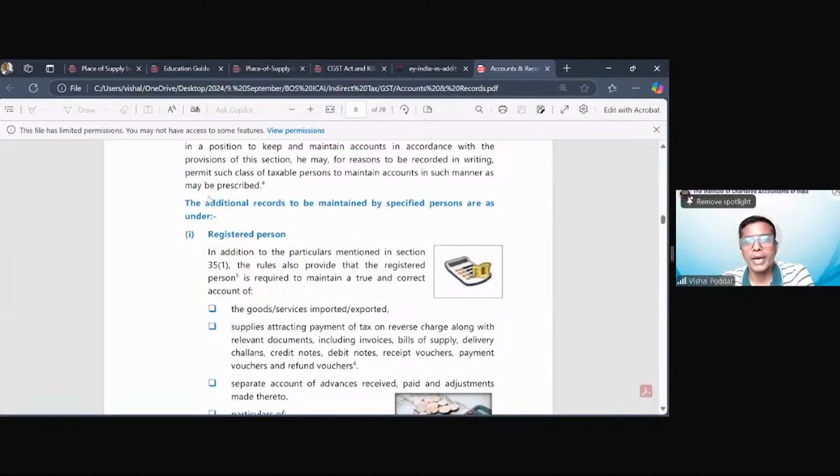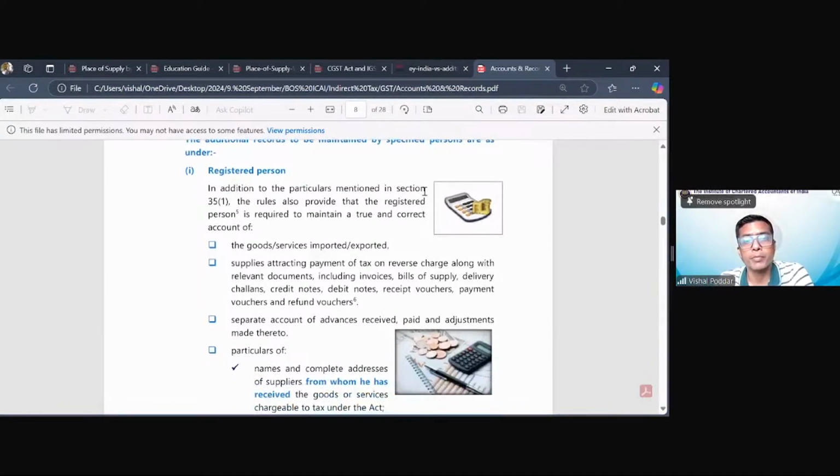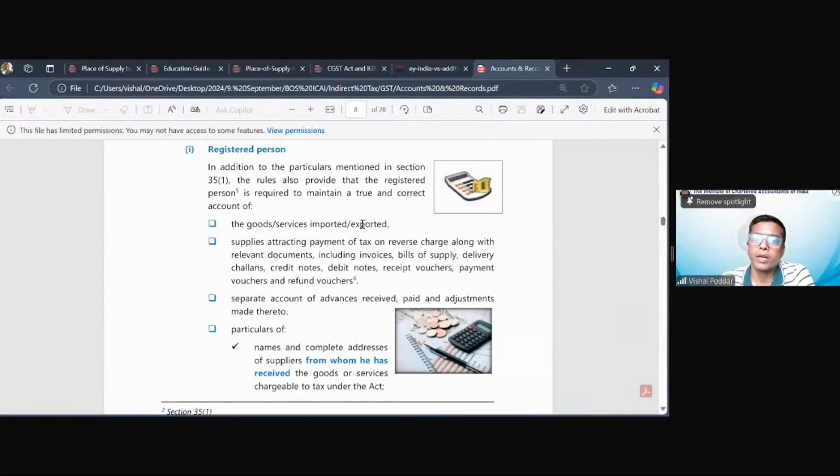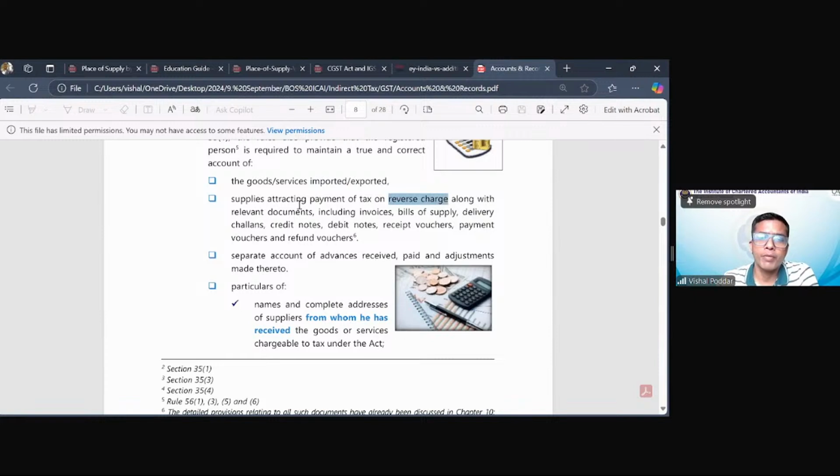Now, what are the additional records to be maintained by specified persons? As we just saw, the commissioner has the powers to allow this. What are these records that are prescribed? First, in addition to the records mentioned above, the rules provide that the registered person is required to maintain a true and correct account of the following. They want the details regarding your import and export. Again, in export, there are two options: with payment, without payment. So you have to maintain that separately. Then where your inward supplies attract reverse charge. So they want you to maintain proper relevant details, which includes the different types of documents.